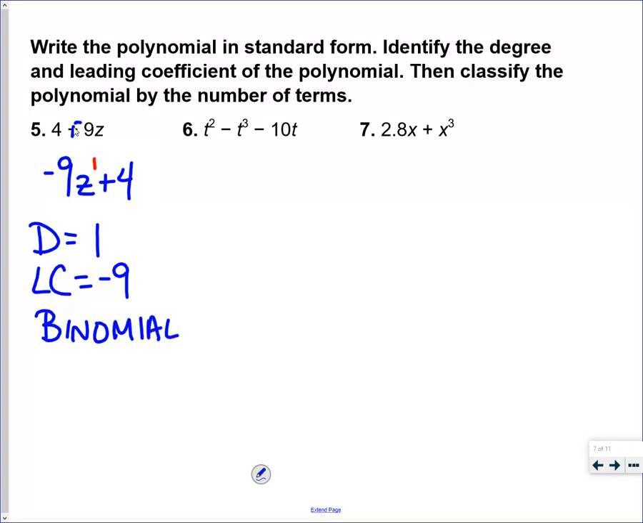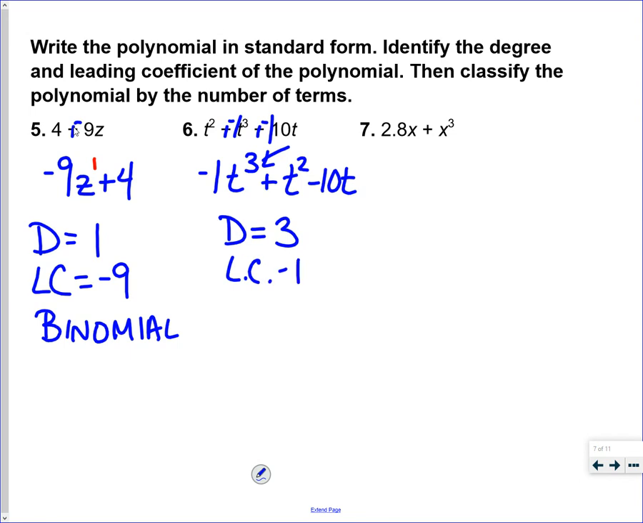In number 6, putting these in order, I would have negative 1t to the third. You guys know you don't really need the 1 there, but you do need the negative. Plus t squared, and then plus a negative, or I guess I could have just left that as minus 10t. The degree is going to be 3 because of that biggest exponent. The leading coefficient is negative 1. And this has 3 things that are getting added together, so it's going to be a trinomial.